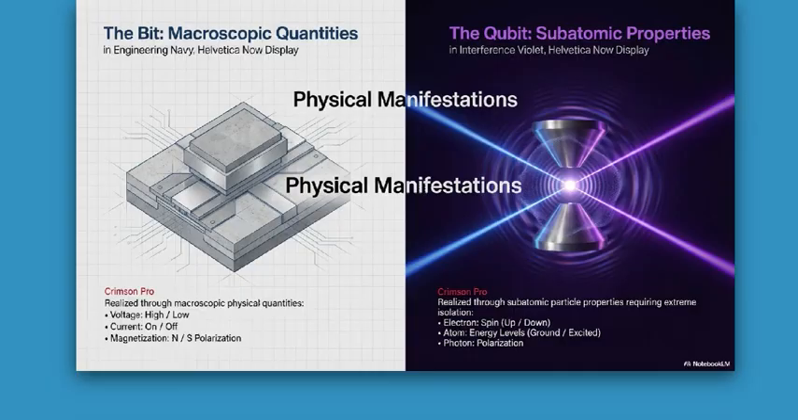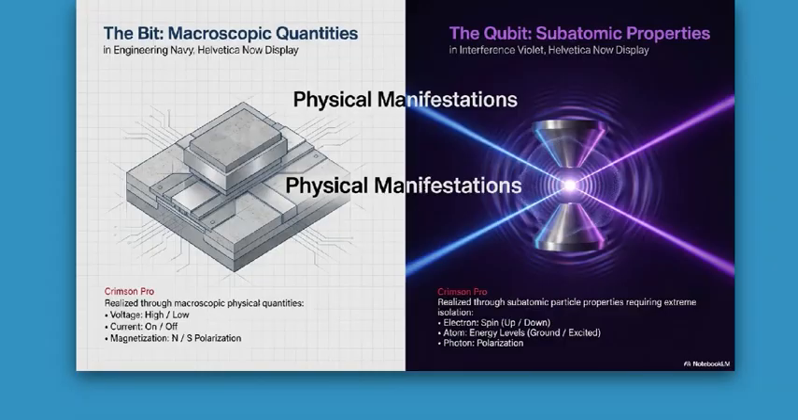Wow. It is not just that we don't know the state, it is that the state itself is a fluid blend. And what is fascinating to me is how these things physically manifest in reality. The source breaks down the physical manifestations. Right. A bit is something we can touch, metaphorically speaking. It is voltage. High voltage is a 1, low voltage is a 0. Exactly. It is engineering. We can solder it. We can look at a circuit board. Yes, bits are macroscopic. We realize them through electrical current or magnetization on a hard drive.